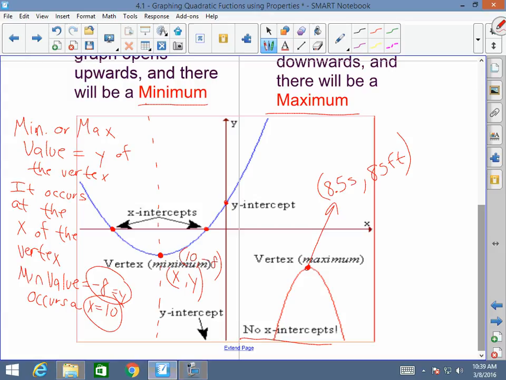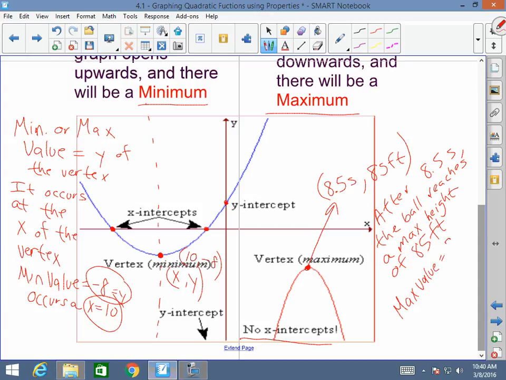I can interpret this maximum very easily. This maximum states that after 8.5 seconds, the ball reaches a maximum height of 85 feet. So my max value would be 85 feet. Where does it occur? It occurs at x equals 8.5 seconds.